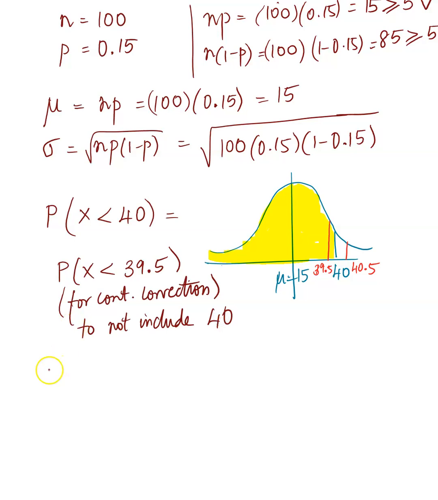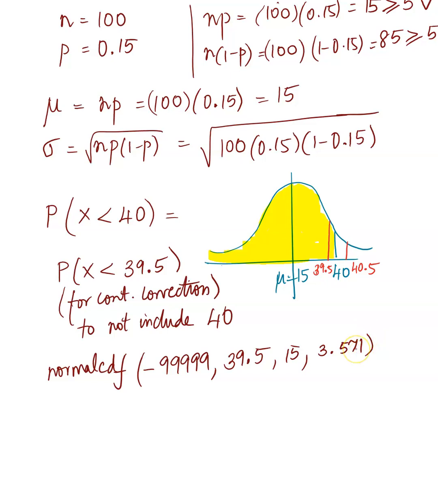That's it. Now go to normal CDF. You know how to get to that. This is the yellow shaded region, so you start from the leftmost end. The lower limit is negative infinity, so do negative and a bunch of 9s. And the upper limit will end at 39.5. It will not stop at 40, otherwise 40 will be included. Your mean, we figured to be 15, so I'm going to put that as 15. Now you can enter the sigma as it is, or if you have it calculated like I have here, you can enter that as well. Doesn't matter what you entered, those values should come out to be the same.